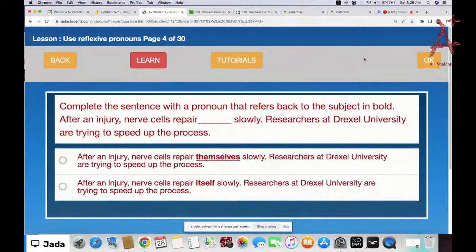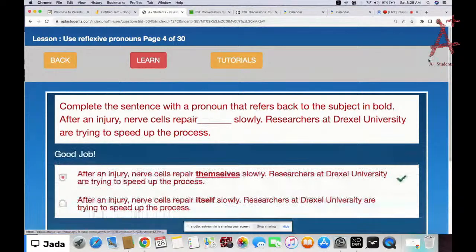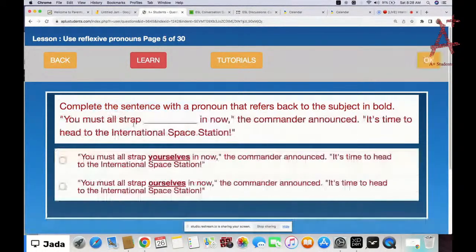Okay, yes. Okay, so after an injury, nerve cells repair dash slowly. Researchers at Drexel University are trying to speed up the process. So, nerve cells repair themselves or itself? Is it gonna be themselves? Okay, let's see. Okay, themselves.